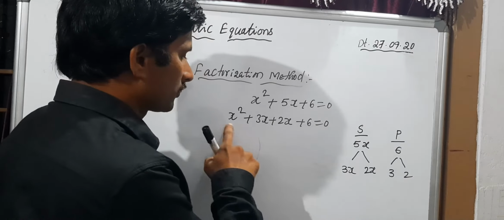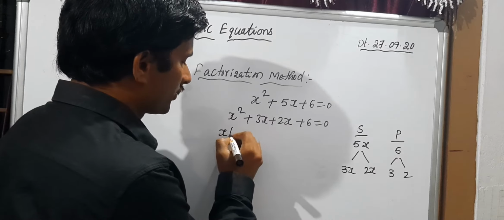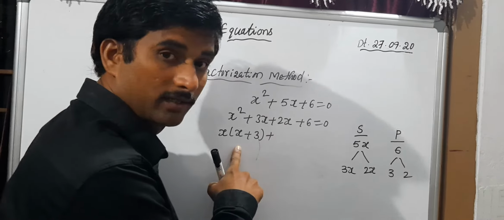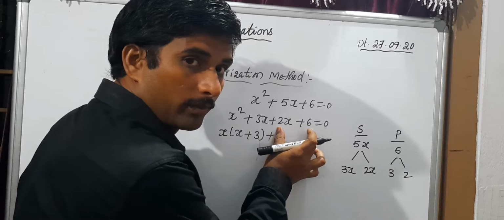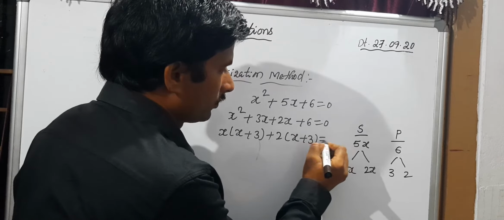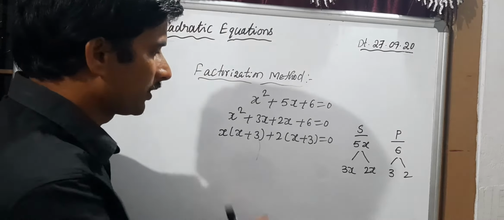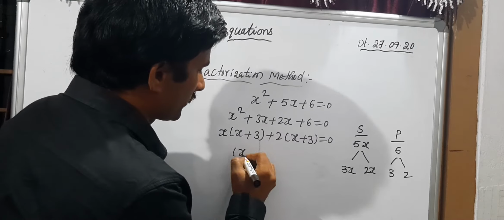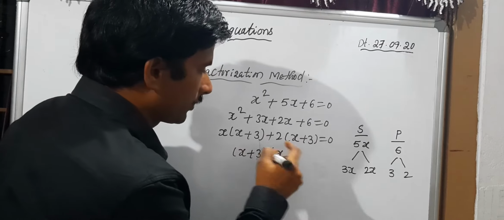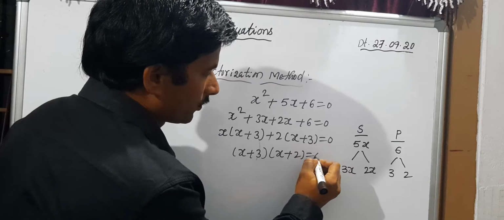Now you can take the common factor from the first 2 terms, which is x. On taking x common, we have x plus 3, and from the remaining 2 terms, if you take 2 common, we have x plus 3 as well, equal to 0. Again, in this expression, x plus 3 is a common term. On taking x plus 3 common, we have x plus 2 as the remaining factor, equal to 0.